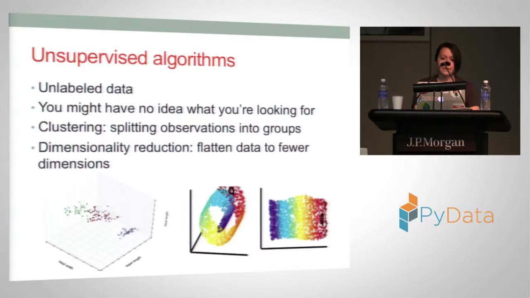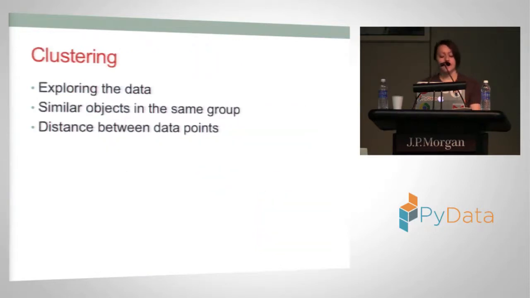And then on the right, you can see the first very colorful image is multidimensional and then becomes flattened. So I'm going to focus on clustering. Clustering is good for exploring the data, for pulling out those relationships and being able to see what sort of groups might exist in the data.